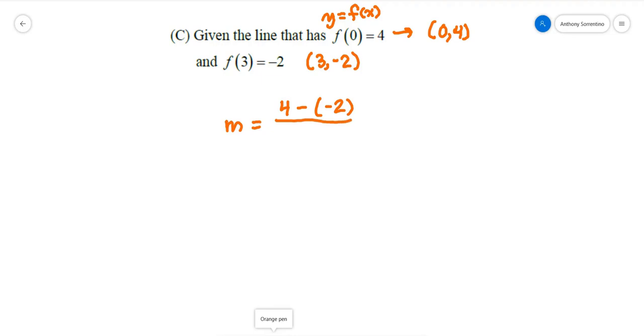Since I took the 4 first from this point, I got to take the x coordinate from that point first on the bottom. And so now I'm going to have a positive 6 over a negative 3, which equals a negative 2.